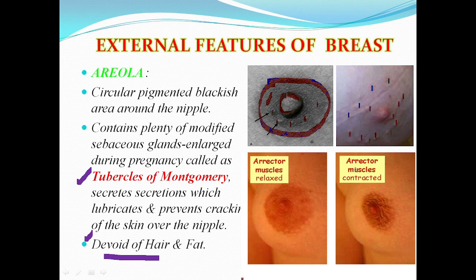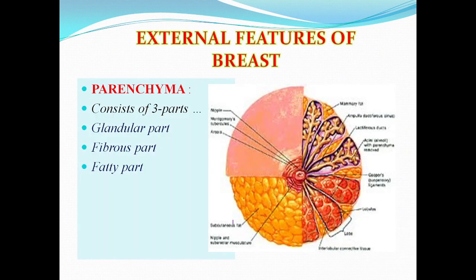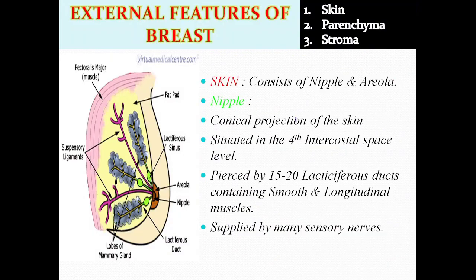Now when they are contracted, this is how the areola and nipple look, and this is how they look normally, when it relaxes. So this is all about the areola to be remembered. And then moving on to the next level. In this slide I have told you that we have skin, parenchyma, and stroma. Now we are done with the skin. Skin includes the nipple and areola, both explained. Next we move on to the parenchyma and stroma together.